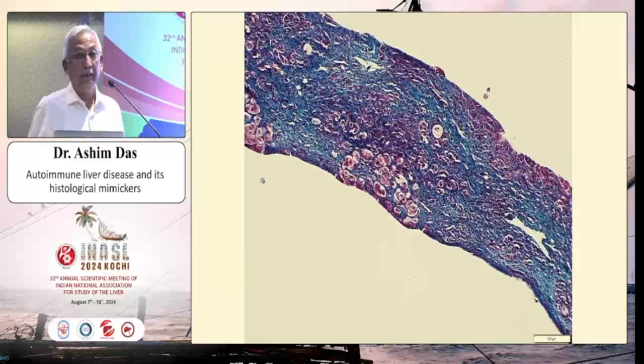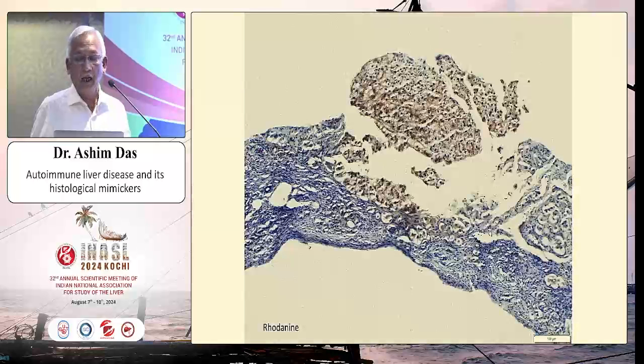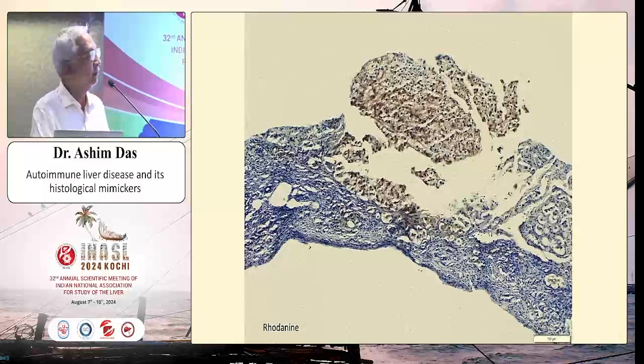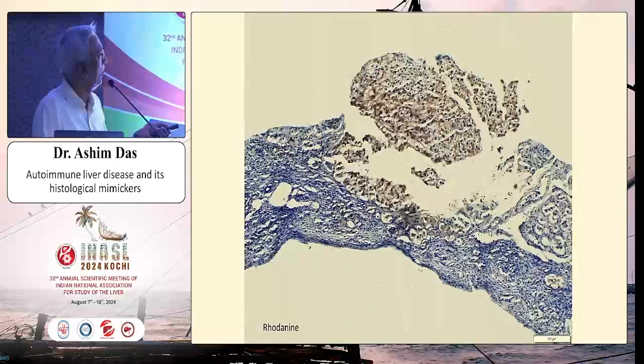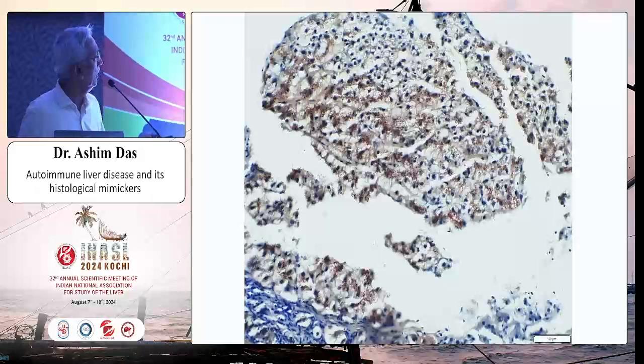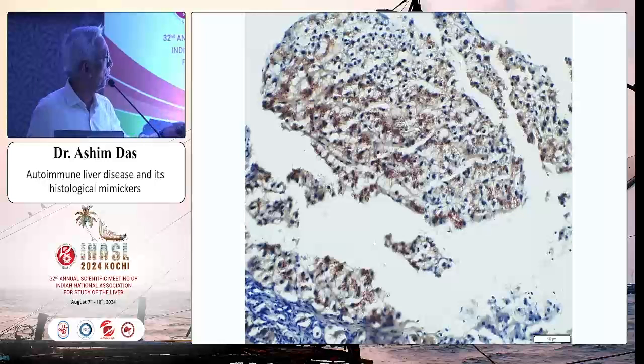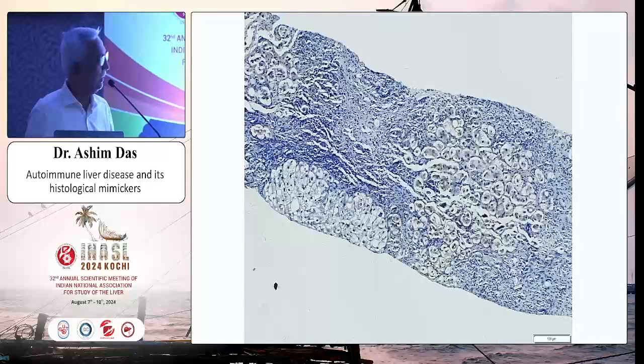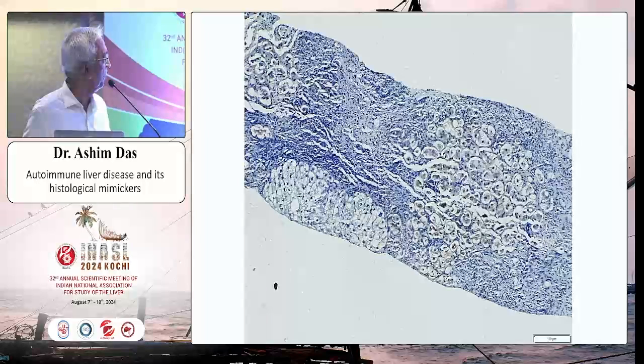But we can think that it could be a mimicker of autoimmune hepatitis unless you do a proper special stain. Now this is rhodanine, which brings out this extensive copper deposition in this nodule. This deposition of copper is also quite patchy. Sometimes in this type of nodule you could see it, but in other areas they are totally deficient in copper.